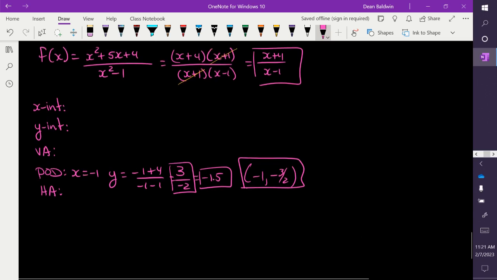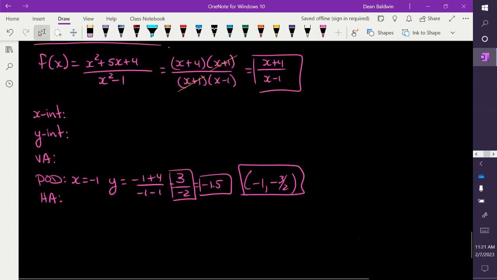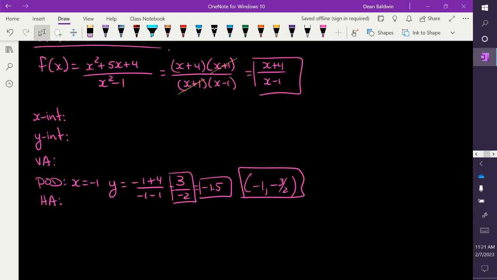What's the vertical asymptote? X equals +1. The vertical asymptote is what's left over and makes the denominator 0, right? The POD is the factor that cancels. The vertical asymptote is whatever is left over and makes the denominator 0, which is 1. X equals 1. Okay.